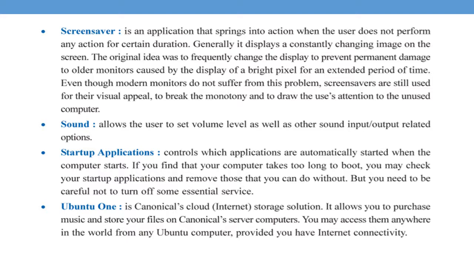So let's see about this Ubuntu One. It is Canonical's cloud internet storage solution. It allows you to purchase music and store your files on Canonical server's computer. You may access them anywhere in the world from any Ubuntu computer, provided you have internet connectivity.